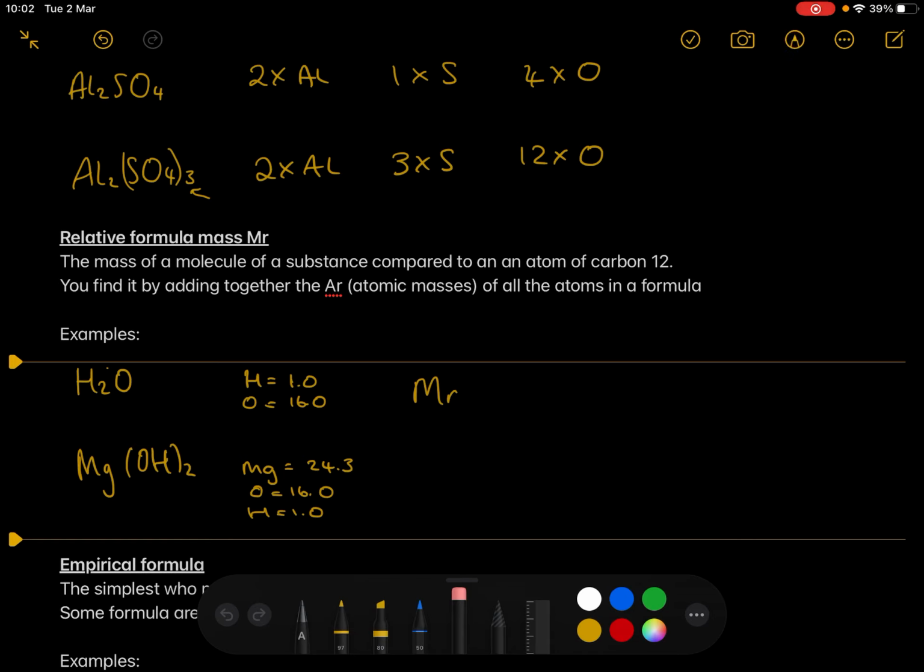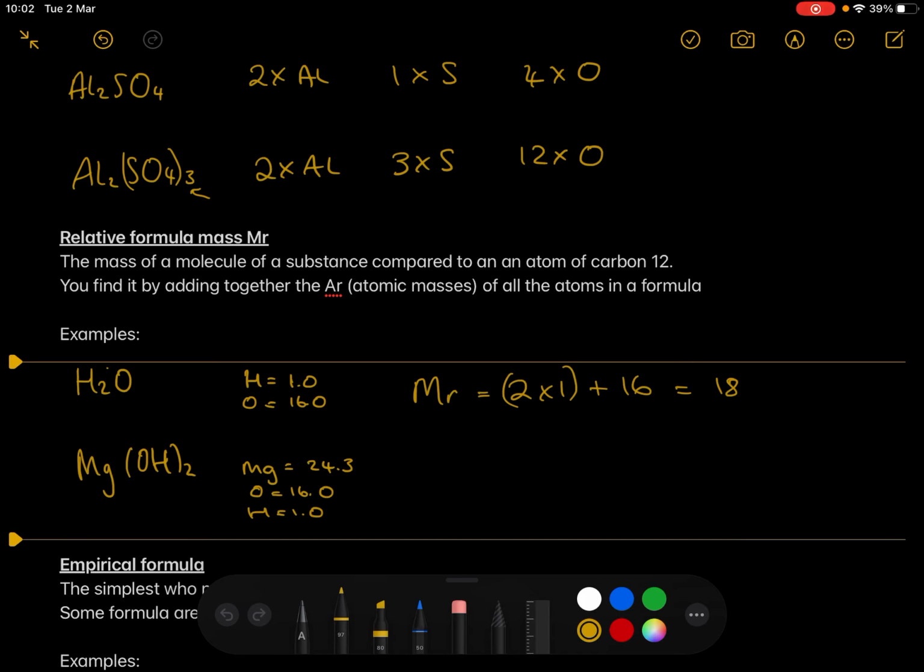Now I'm not just going to do hydrogen plus oxygen. There are 2 hydrogen atoms there, so I need to do 2 times 1, because that's the hydrogen, plus an oxygen, which gives me a total relative formula mass of 18. So because there's 2 hydrogen, that's why I've done that.